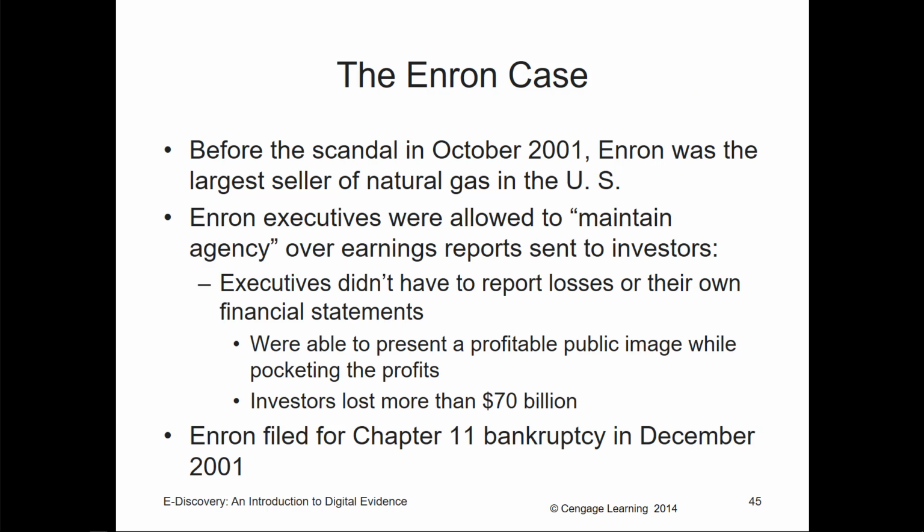Before the scandal, in October 2001, Enron was the largest seller of natural gas. Enron executives were allowed to maintain agency over earning reports sent to investors. Those executives did not have to report losses in their own financial statements. This is why they were able to present a profitable public image while pocketing the profits. Investors lost over $70 billion. Enron filed Chapter 11 bankruptcy in December 2001, two months later.